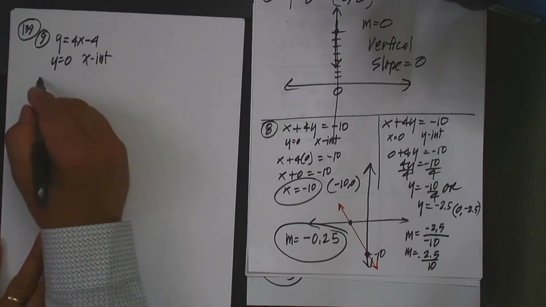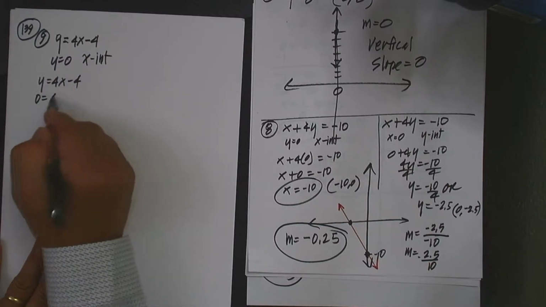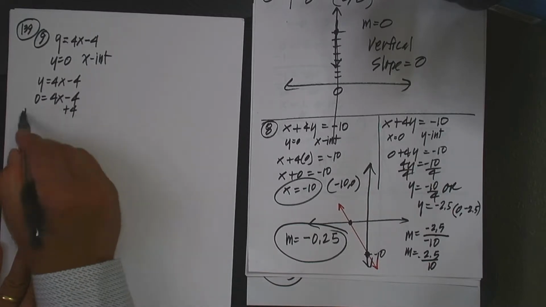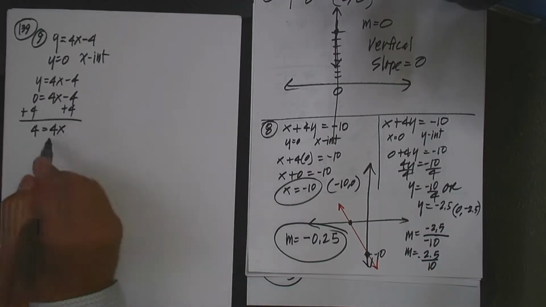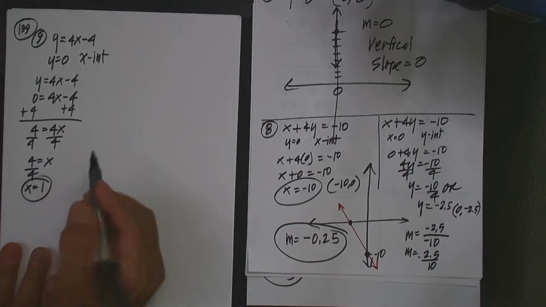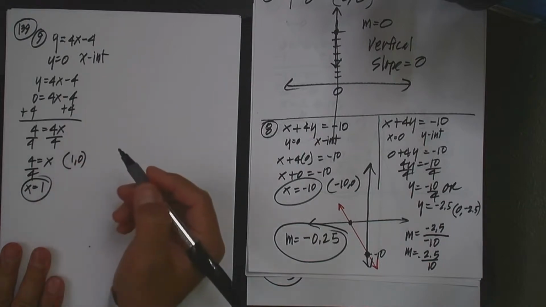So y is equals to 4x minus 4. You substitute 0 is equals to 4x minus 4. Then move that positive 4, positive 4. So you ended up with 4 is equals to 4x, right? And then you divide both sides by 4. So you ended up with 1 is equals to, 4 over 4 is equals to x. When you divide that, you will get x is equals to 1. So your x-intercept here is 1 and 0. Okay? This says here, graph the linear equation.